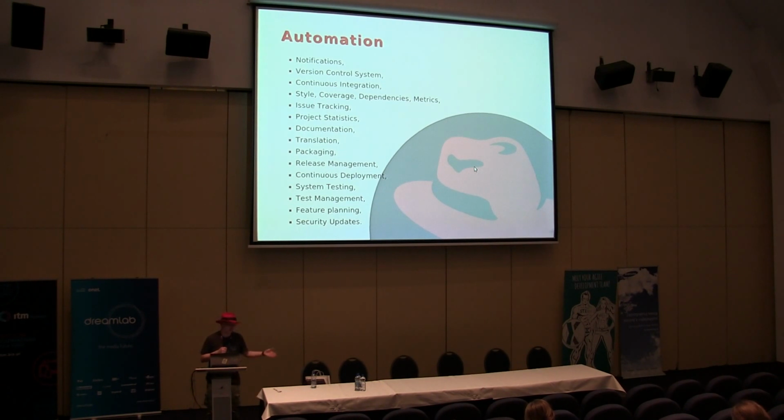Continuous integration. You run the tests on the proposed patch before it's actually merged, so that people reviewing this patch can see, okay, tests have passed, I can answer it or not. Also, style, coverage, dependencies, metrics. You can count the lines of code, you can count the cyclomatic complexity measure of a function, and so on.